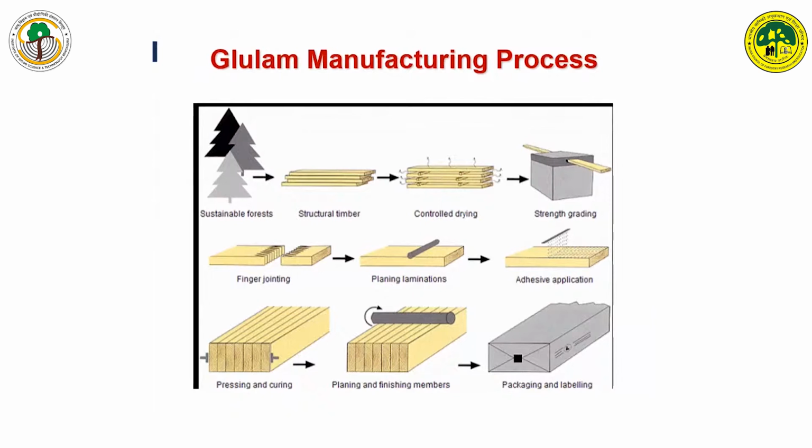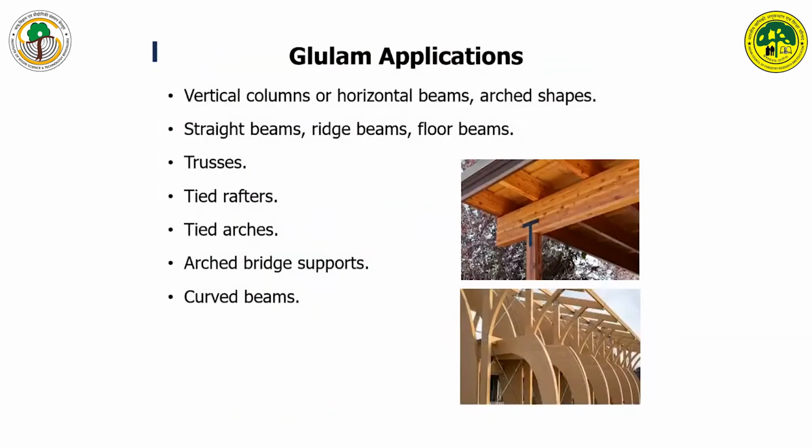This is the manufacturing process of Glulam, where we take the timbers, then we have to dry them. Strength grading is required, and after that, if we want a longer length, then finger jointing can be used, and then the adhesives can be applied, and then side by side they can be pressed on the broader side, and then these kinds of Glulam products can be produced. So a very easy process, just like that.